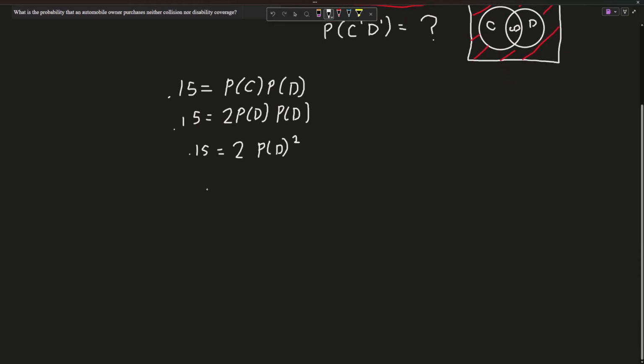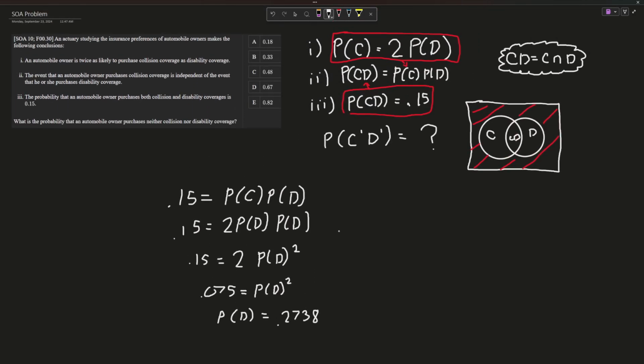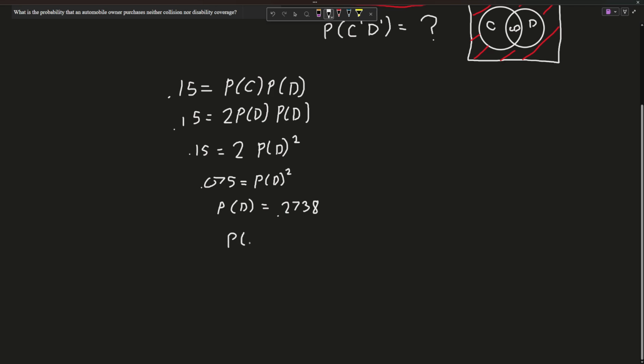Divide 2 on both sides. So we get 0.075. And we solve for PD. So we just square root both sides. And we get that PD is equal to about 0.2738. And then we could use this in our formula up here. So our PC is equal to 2 times 0.2738. So it's equal to 0.5477.